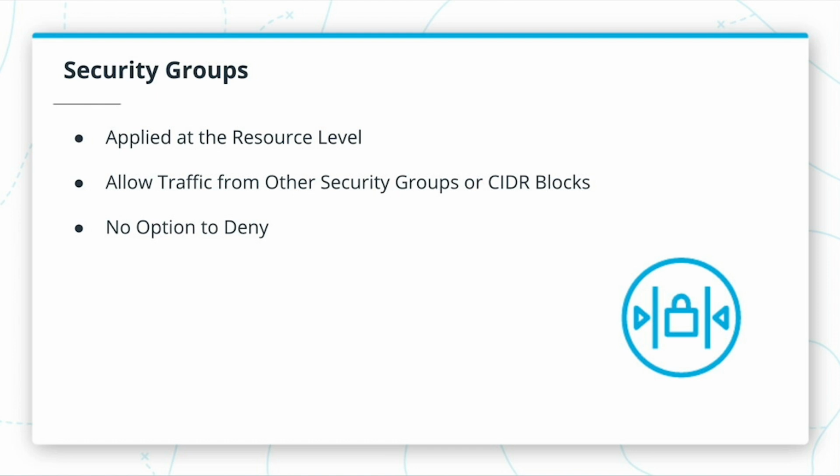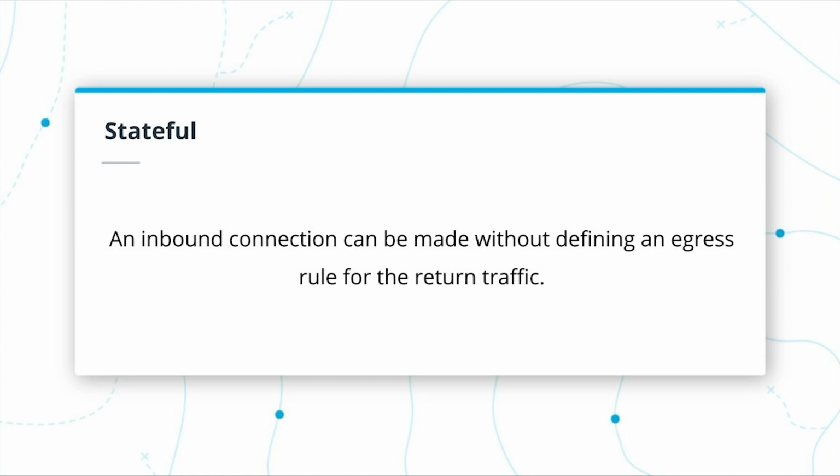Security group rules define allowed traffic. If it is not allowed, it is denied. Security group rules do not have an order of precedence, and since there are no explicit denies, all rules will be evaluated to determine if traffic is allowed. Security groups are stateful, so an inbound connection can be made without needing to explicitly define an egress rule for the return traffic of that connection.